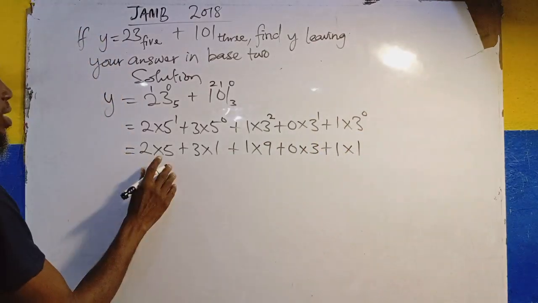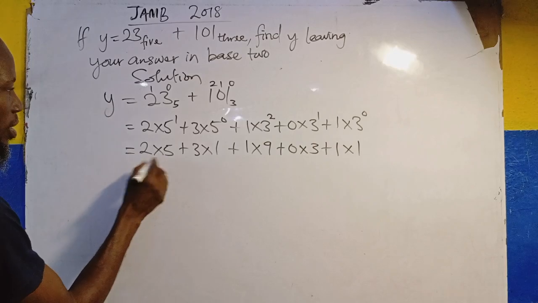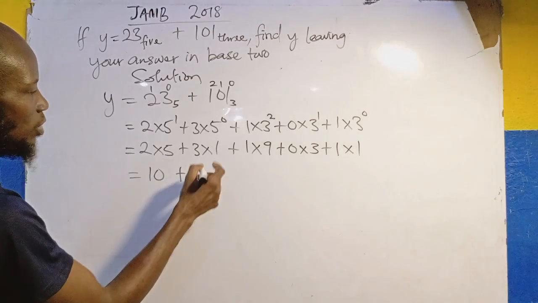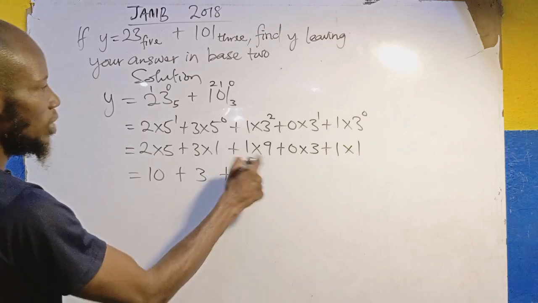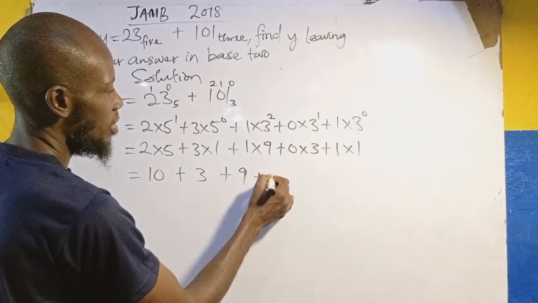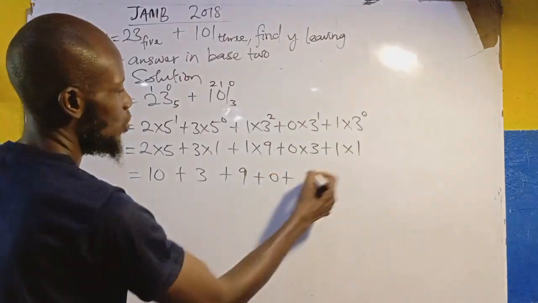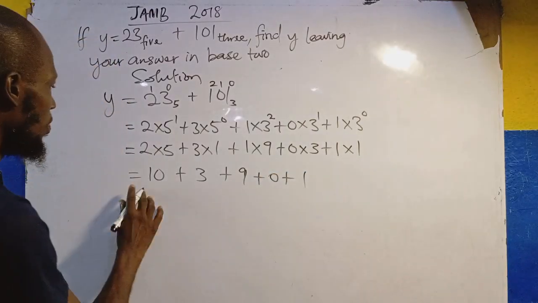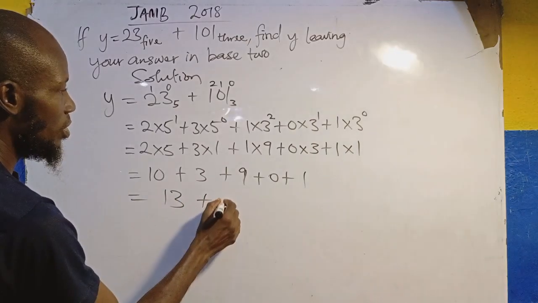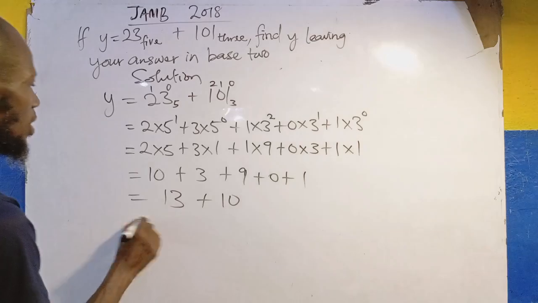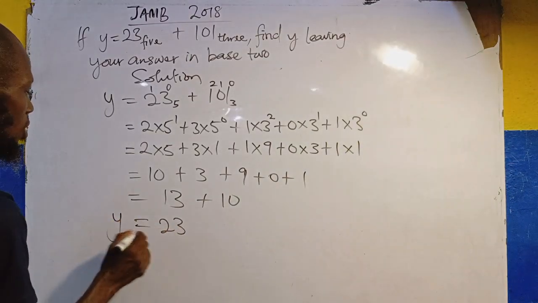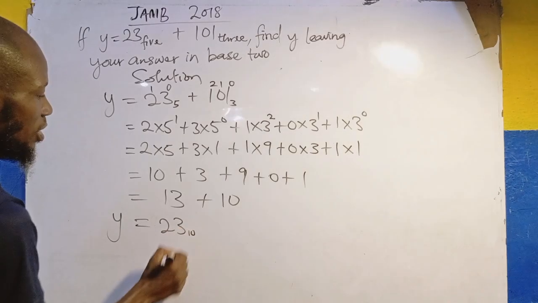So from here, let's simplify. We have 2 times 5, 10, plus 3 times 1, 3, plus 1 times 9, 9, plus 0 times 3, that's 0, plus 1 times 1, 1. So we have 13 plus 10. So altogether we have 23. So y is 23 in base 10.